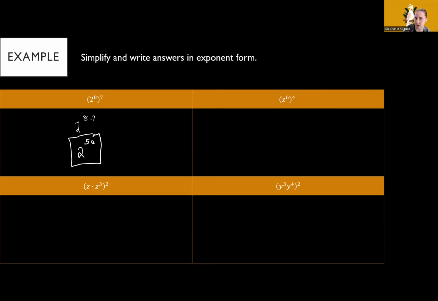So it applies if you have the number 2. It also applies if you have variables. It can work with numbers, it can work with variables. So on the right, we have z to the 6th and then to the 4th. So this is equal to z to the 6 times 4, which is 24. So this is equal to z to the 24th. So pretty simple. You're just multiplying those exponents together. Before I move to the 2 on the bottom that are a little more complicated, do you have any questions?